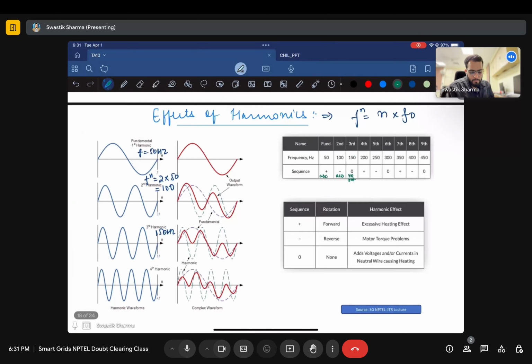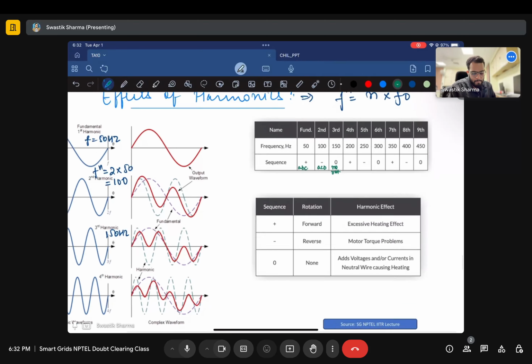So the fundamental component rotates ABC and they rotate at 50 hertz. Then each component gets multiplied with the harmonic value, where the second behaves as a negative sequence harmonic, and the third, or the triplet harmonics, behave as zero sequence harmonics.